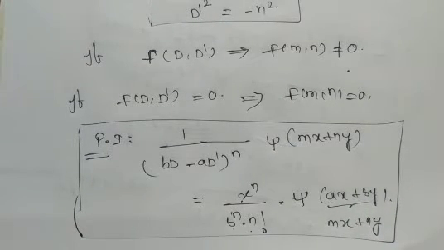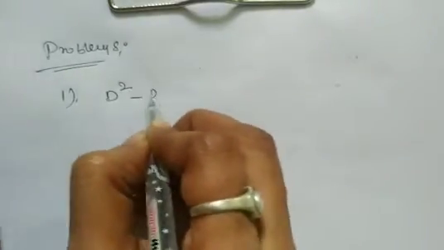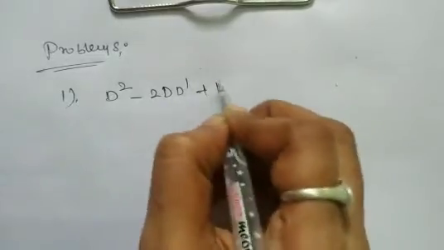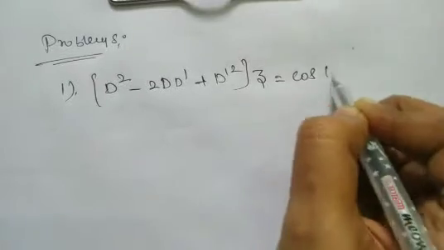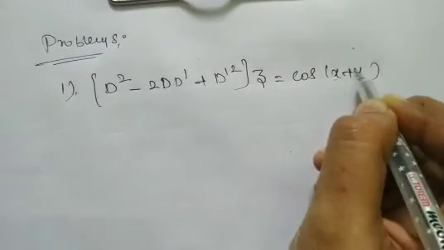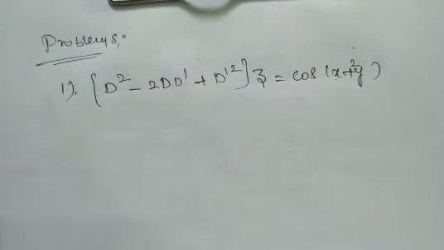So coming to the problems, here I am taking one problem. First problem: D square minus 2DD dash plus D dash square into z equal to cos of x plus 2y.